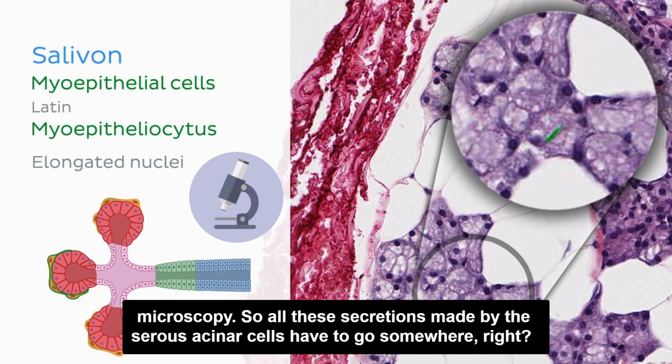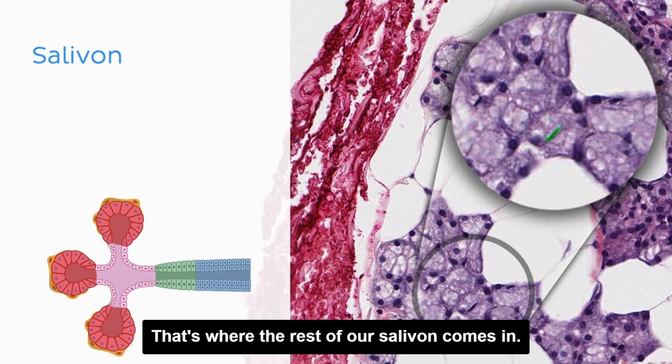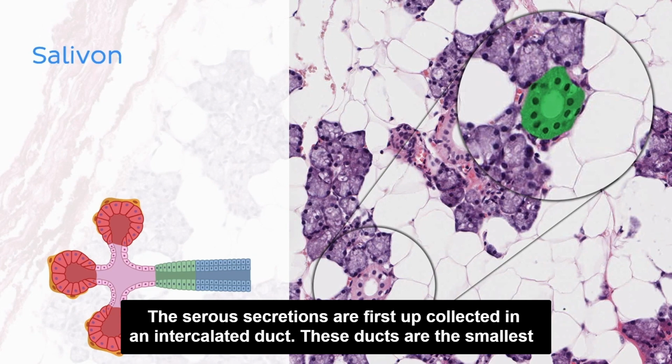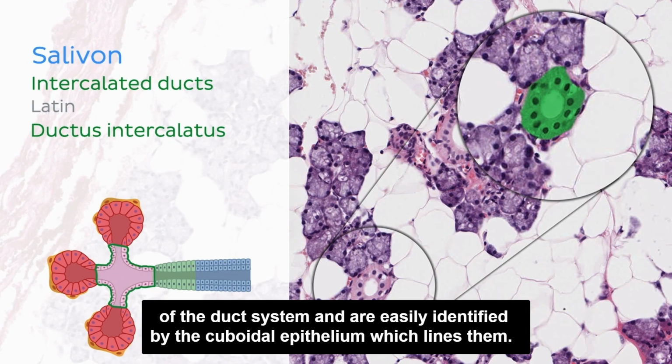So all these secretions made by the serous acinar cells have to go somewhere, right? That's where the rest of our salivon comes in. The serous secretions are first up collected in an intercalated duct. These ducts are the smallest of the duct system and are easily identified by the cuboidal epithelium which lines them.